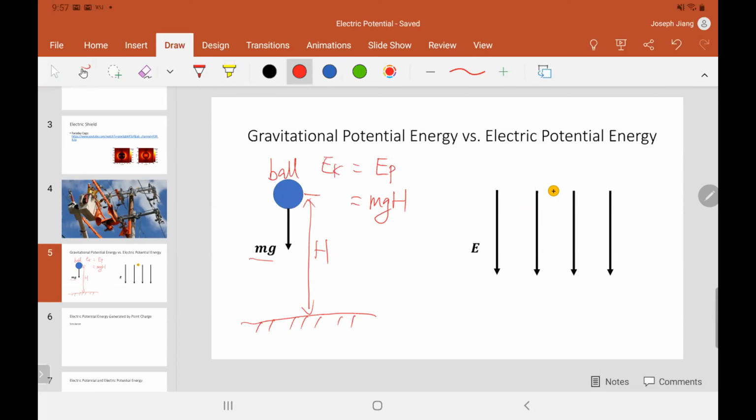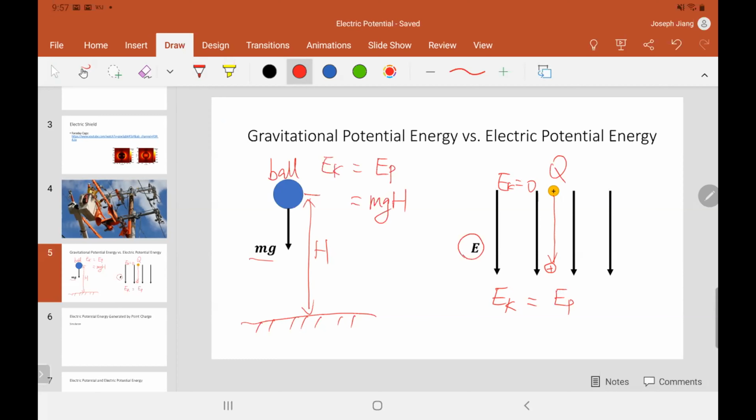The same thing in the electric field. If the electric field is a uniform distribution and there is a positive charge and the value is Q, under the electric field, this charge is going to move and the speed increases. So it will gain some kinetic energy. Suppose the kinetic energy at the beginning is 0. Then the kinetic energy at the end will be equal to the change of the potential energy.